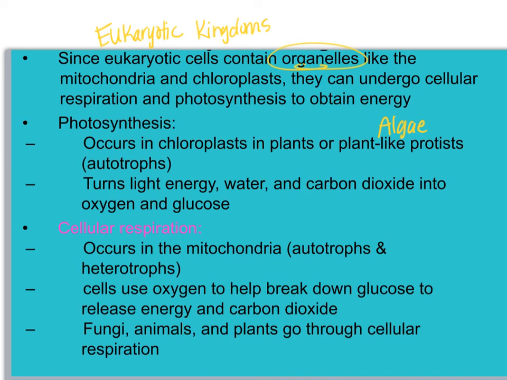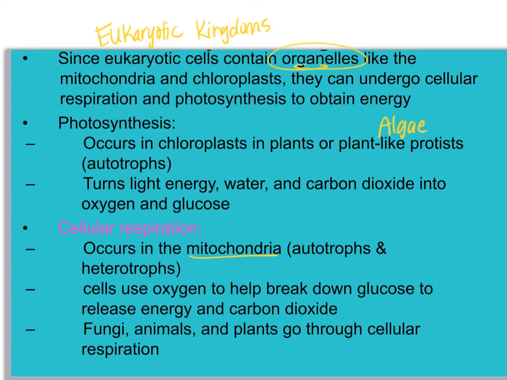Now, in cellular respiration, all living things are going to go through cell respiration. This is all living eukaryotes. This is going to happen in the mitochondria. So plants do this too. Plants make sugar, they make glucose, and then when they need to break it down for energy, this happens in the mitochondria. This is also how you get energy.